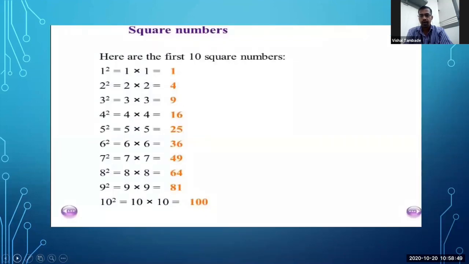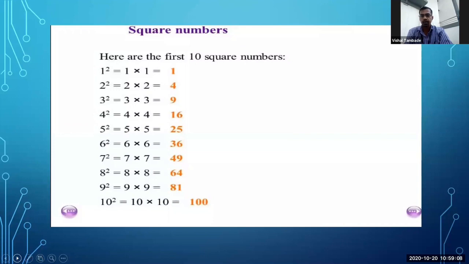Now, square number. Here are the first 10 square numbers. 1 square, 1 multiplied by 1. How do you find the 1 square? 1 multiplied by 1, 2 times. It's 1. Now, 2 square, 2 multiplied by 2. It's 4. Means the square of 2 is 4.